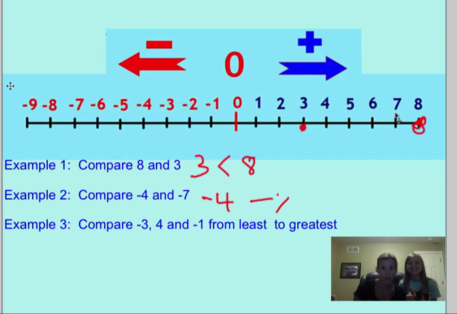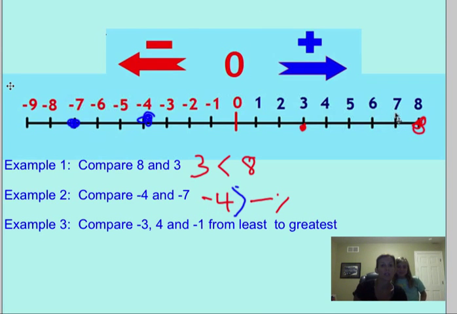All right, let's try to pick a different color. -4 and -7. Go ahead and put those dots on your number line. And then we want to know which one is more to the right, -4 or -7? -4. So this time, -4 is greater than -7 because it is closer to the right on the number line.